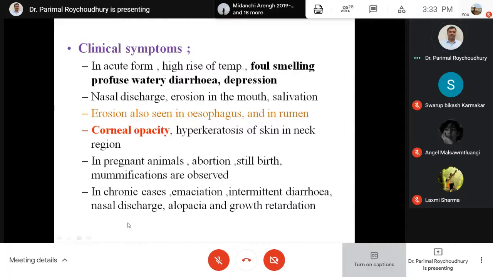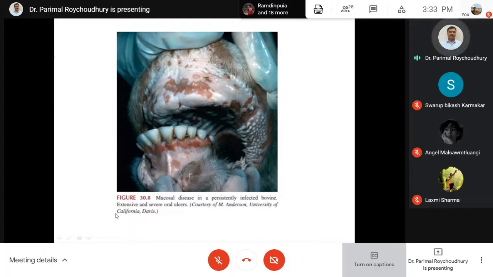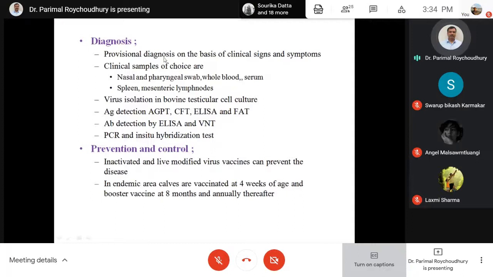So this is the story where in utero infection leads to calves which are serologically negative, but they excrete the virus and become a source of infection for the others. That complicates the whole epidemiology of the disease, and in those cases it is difficult to ensure complete eradication of the disease. Even developed countries like America and New Zealand are unable to eradicate the disease from their country because of this complex epidemiology.